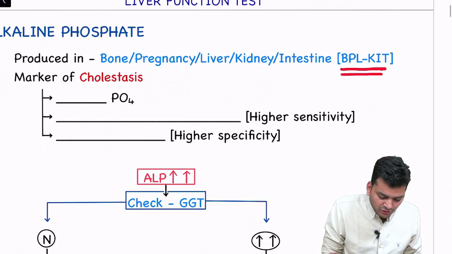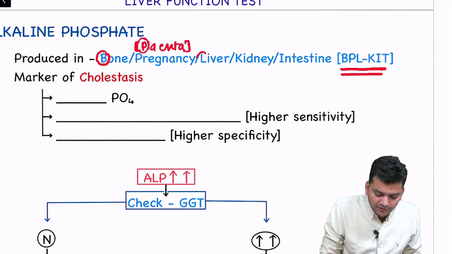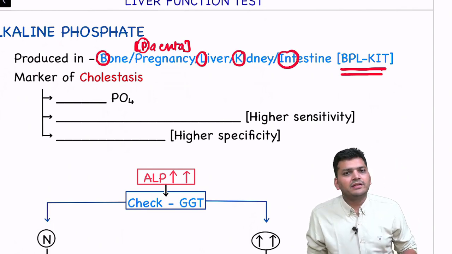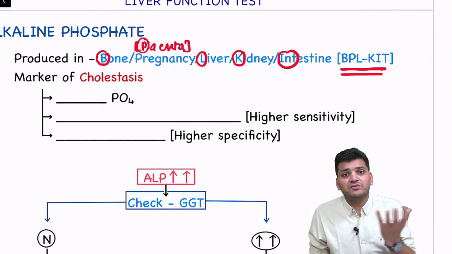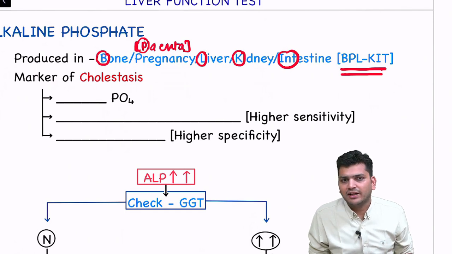BPL kit: B stands for bone, P stands for pregnancy. Instead of that, you can write placenta, a better word. L is for liver, and kit is kidney and intestine. So where is alkaline phosphatase inside the BPL kit? That is bone, placenta, liver, kidney, intestine. These are the 5 organs which can produce alkaline phosphatase.